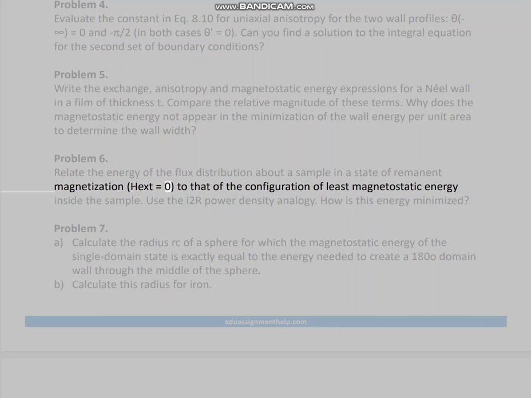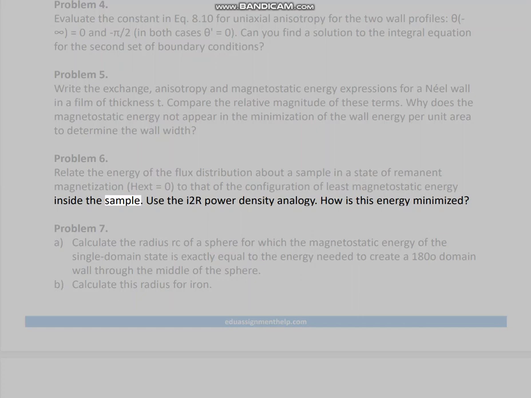Problem 6. Relate the energy of the flux distribution about a sample in a state of remanent magnetization, Hext equals 0, to that of the configuration of least magnetostatic energy inside the sample. Use the I²R or power density analogy. How is this energy minimized?